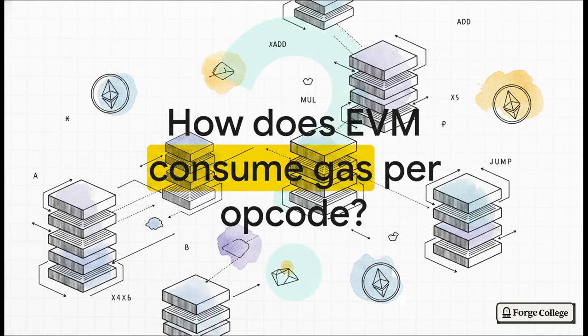So we've successfully calculated our totals, but that leaves us with a pretty fascinating question for next time. How exactly does the EVM consume this total gas one specific opcode at a time during live runtime? Well, we're going to answer exactly that in our upcoming explainer on EVM bytecode execution.